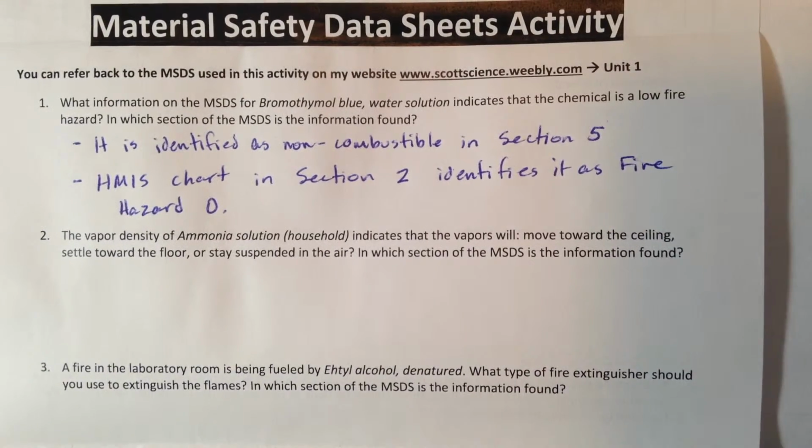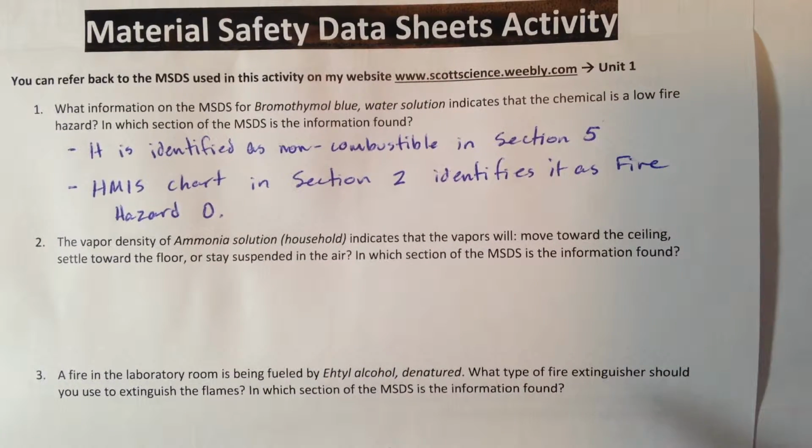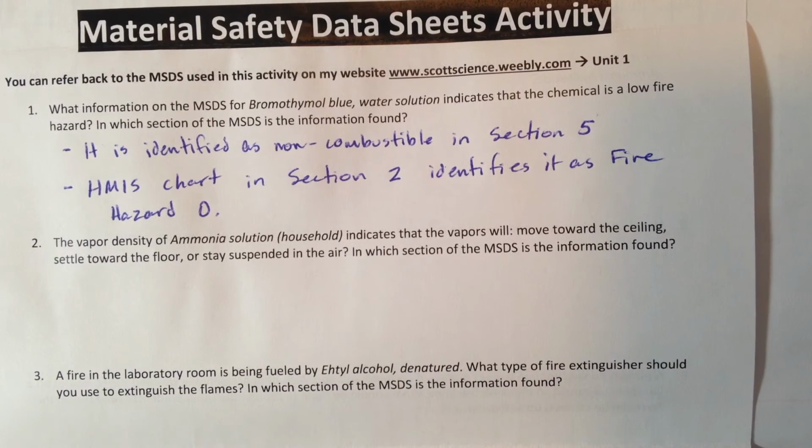And if you need to go back and refer to the set of material safety data sheets that went with this activity, they are on my website under Unit 1 at the very, very bottom. Scroll all the way down, right next to this video, actually, where this video will be posted. You'll be able to find a collection of those. And that's it for page 6 of your interactive notebook on material safety data sheets.